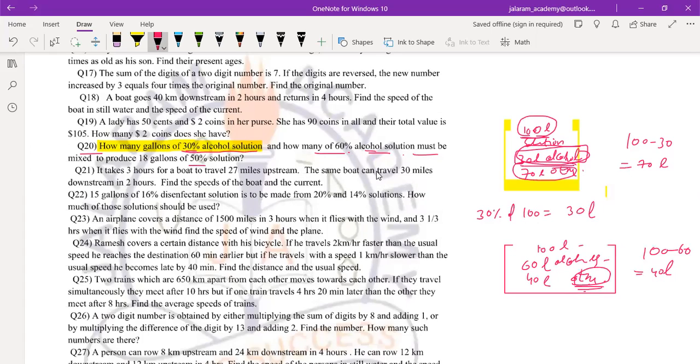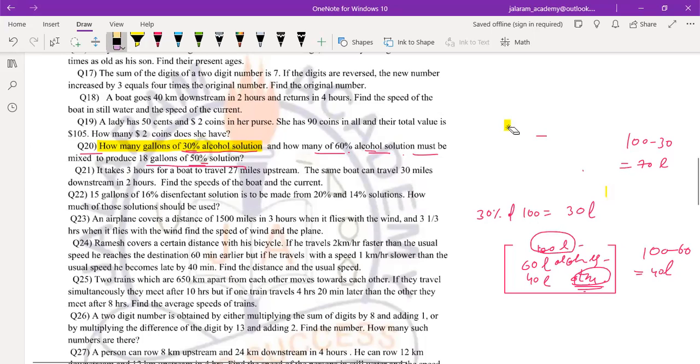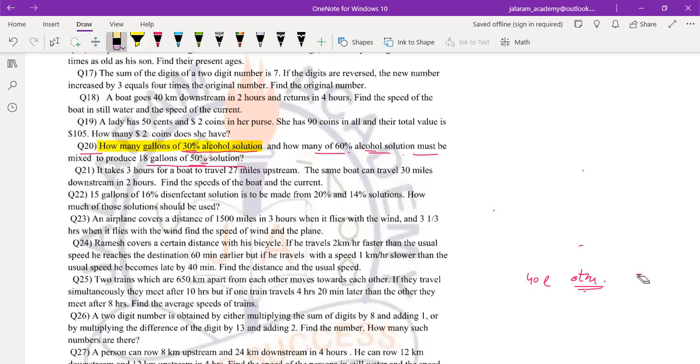And when they are added, they are producing a 50% solution. It means the resultant solution, if it is 100 liter. I am not saying that we are taking 100 liter; I am taking this only as an example. So this concept must be used. So how should we solve these types of questions? Let's discuss this. If it contains 30%, it means 30 out of 100 liter will be alcohol, and the rest 70 liter will be other impurities or the water.